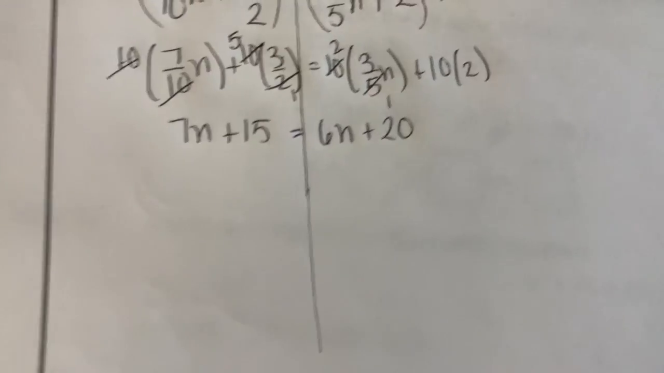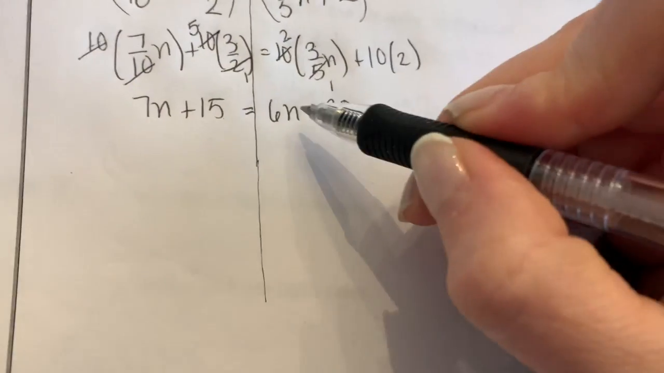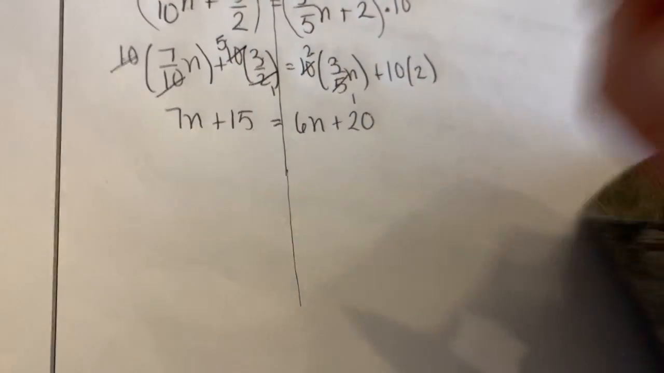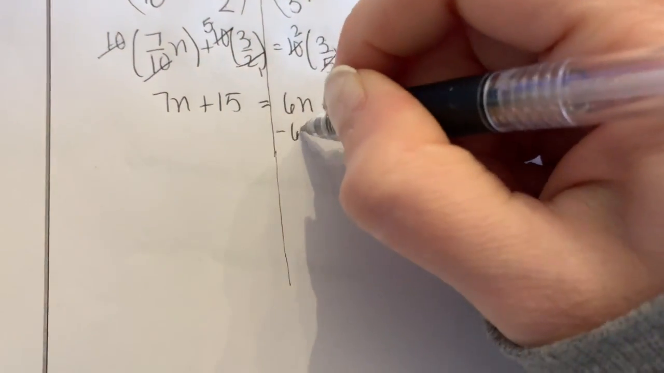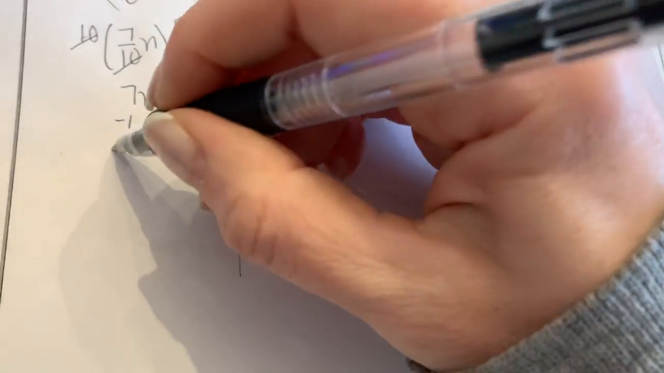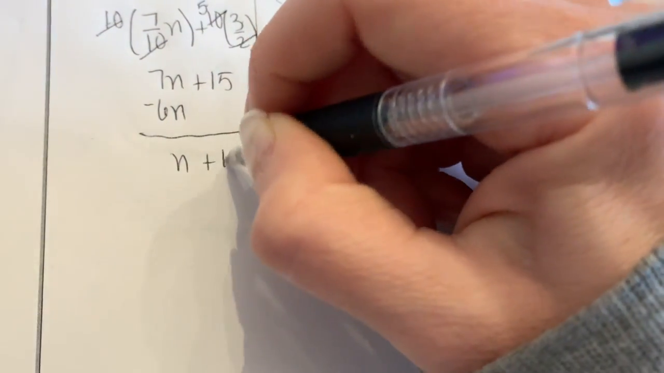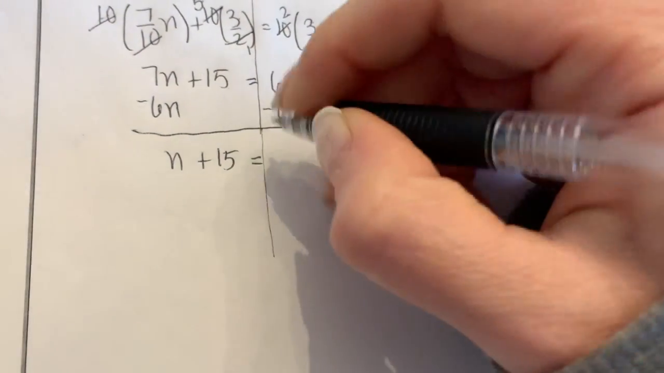And from yesterday, our first step was to bring any variables to the left. So this 6n is going to go over here. Since it's positive, I'm going to subtract 6n. What I do to one side, I do to the other. 7n minus 6n gives me just 1n. I'm going to just leave it as n. Bring down your plus 15 is equal to positive 20.